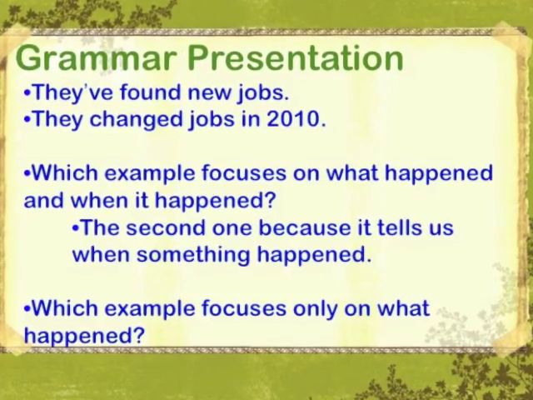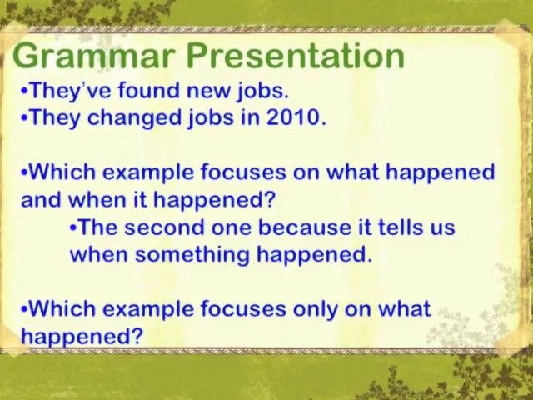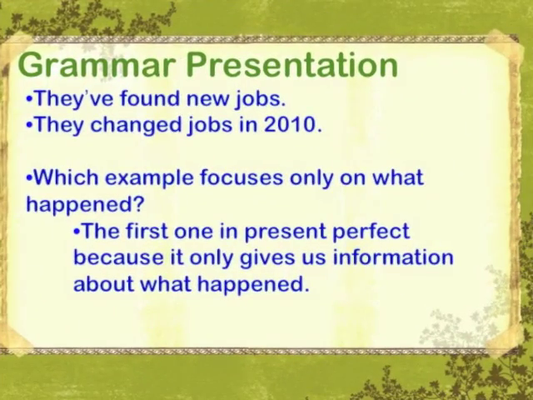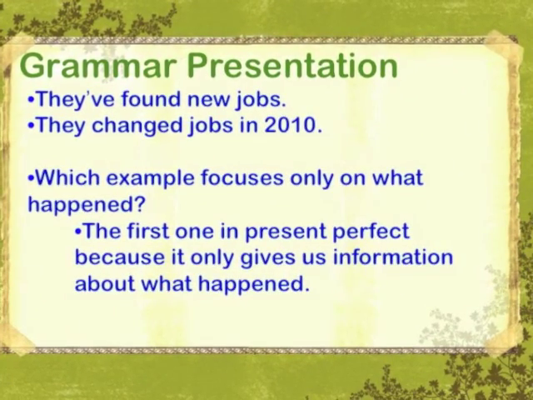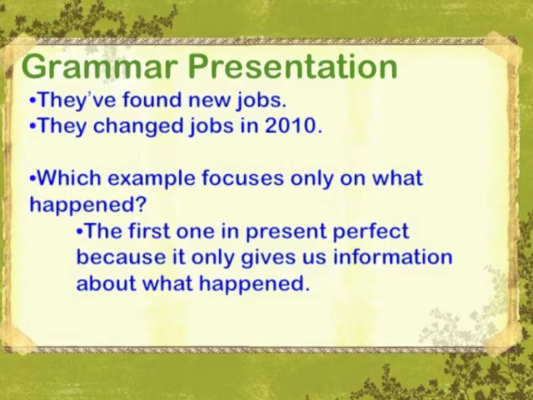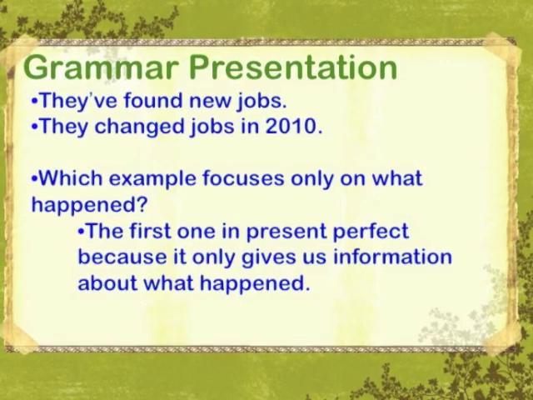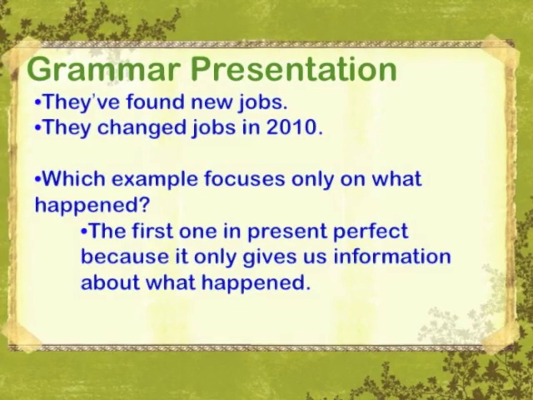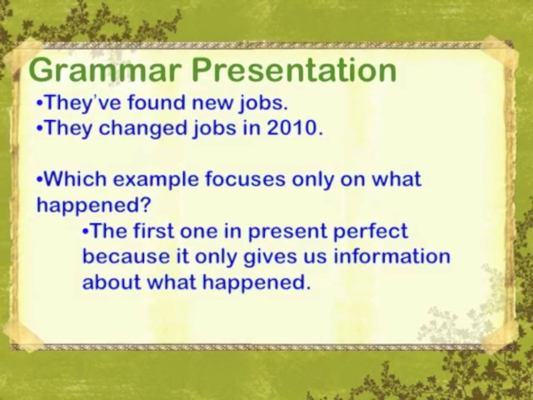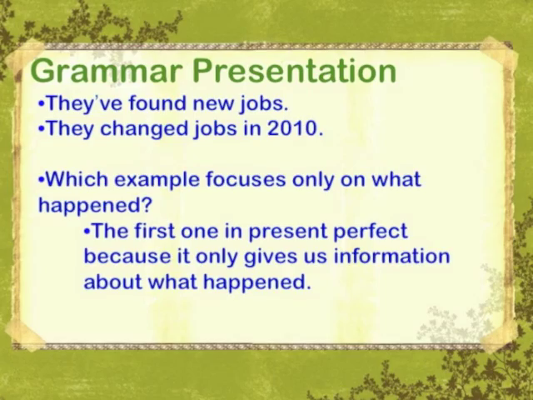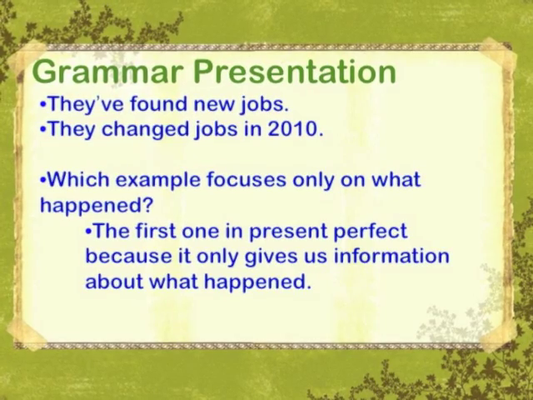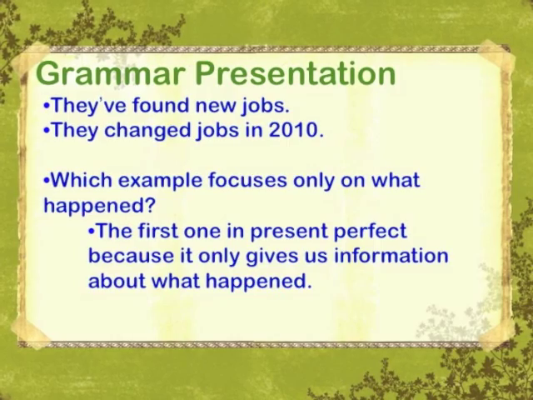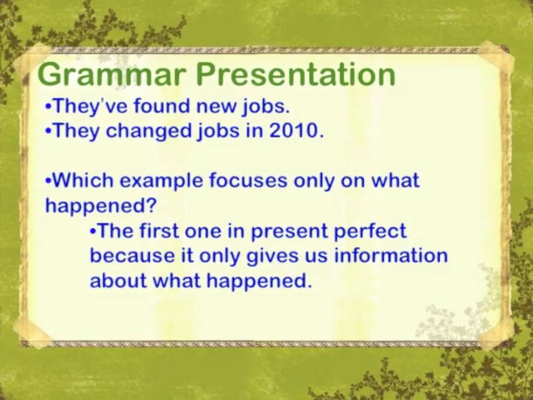Which example focuses only on what happened? The first example in the present perfect is only what happened because it doesn't explain when the event happened, right? It just tells us that they found new jobs. That could have happened yesterday. It could have happened 3 years ago. So we know what happened, but we don't know when it happened.